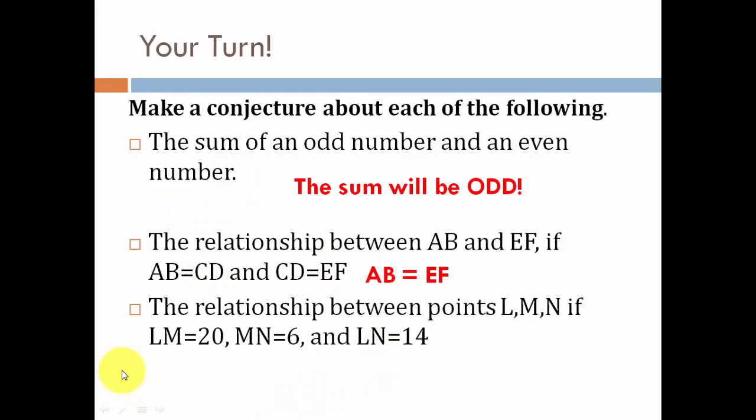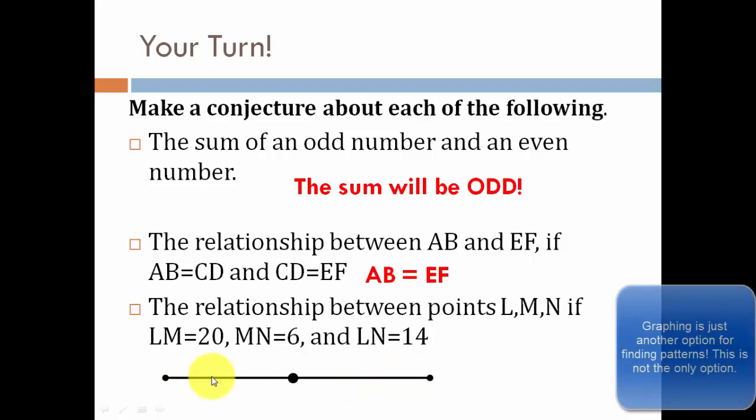The relationship between the points L, M, and N, if LM is 20, MN is 6, and LN is 14. On this one, you're going to want to draw a picture. So first I'm going to draw a line segment with 3 points. I can see that LM is the longest, so that's probably going to be the whole length of this. So let's start with MN. I'm going to fill in MN right here.